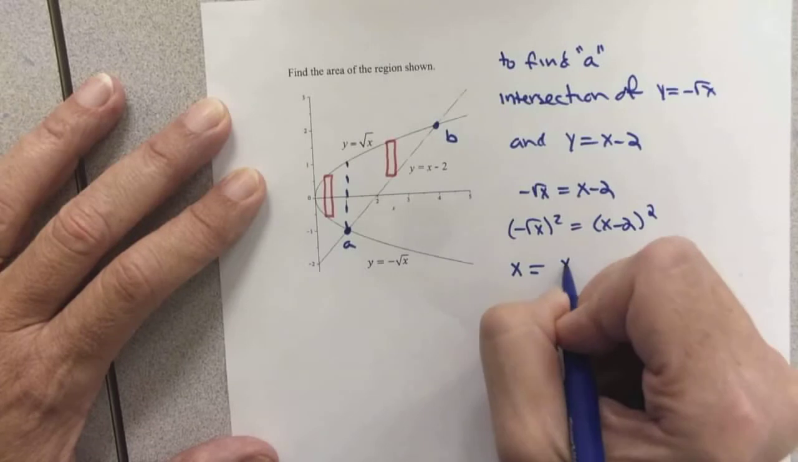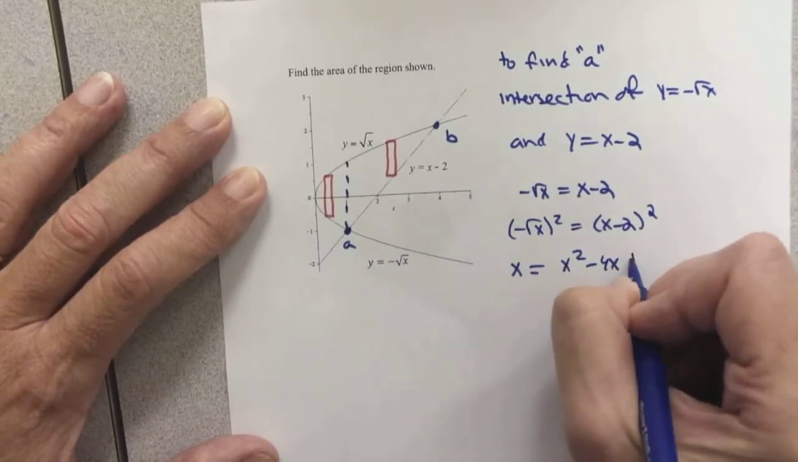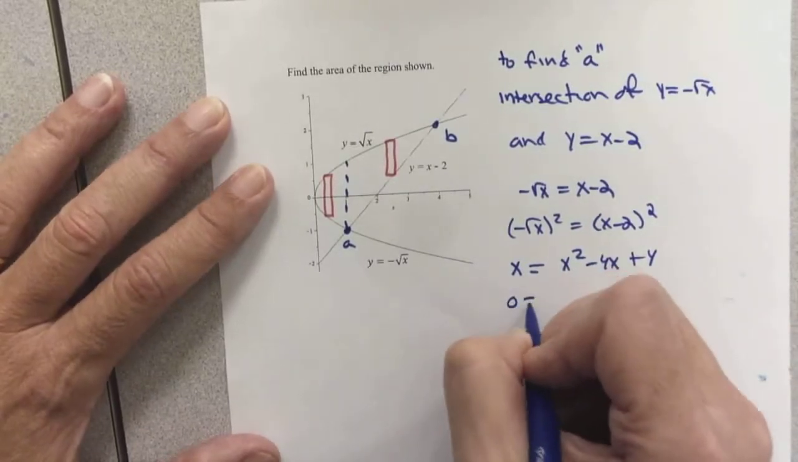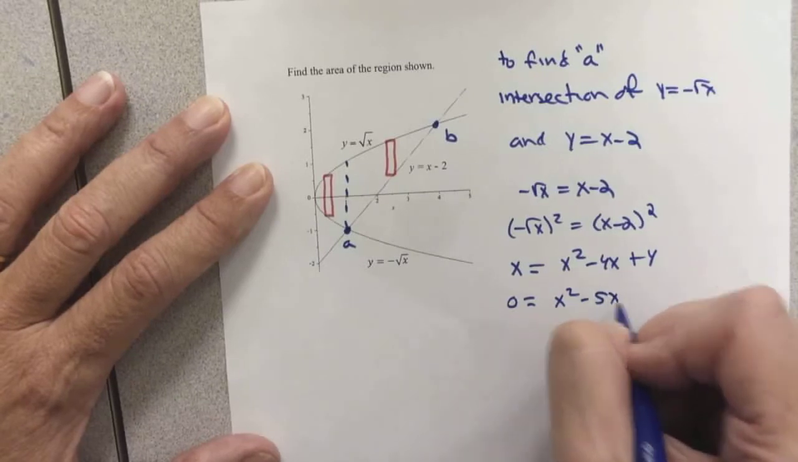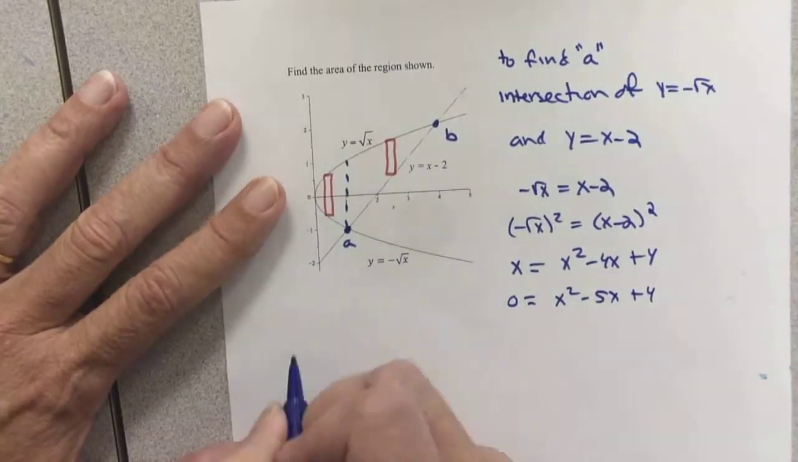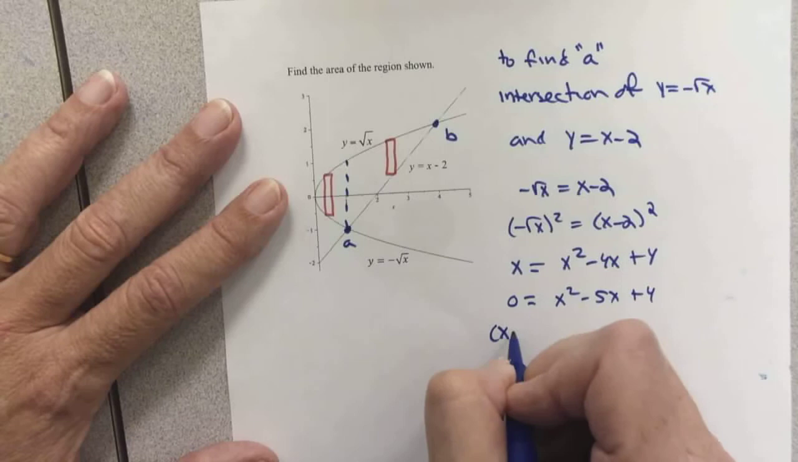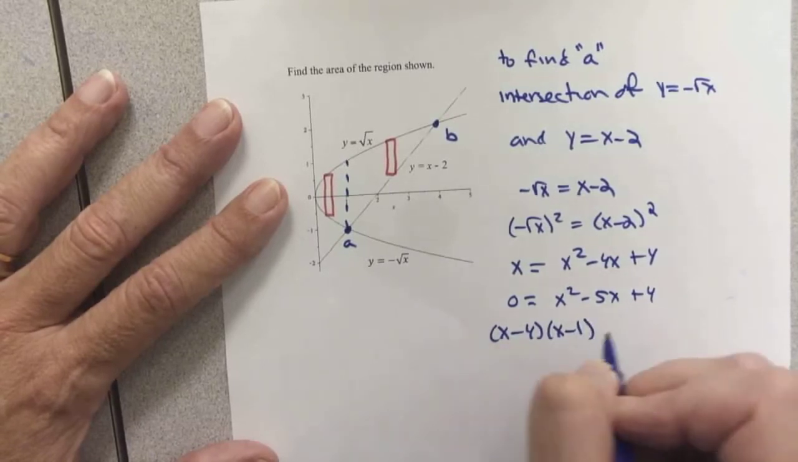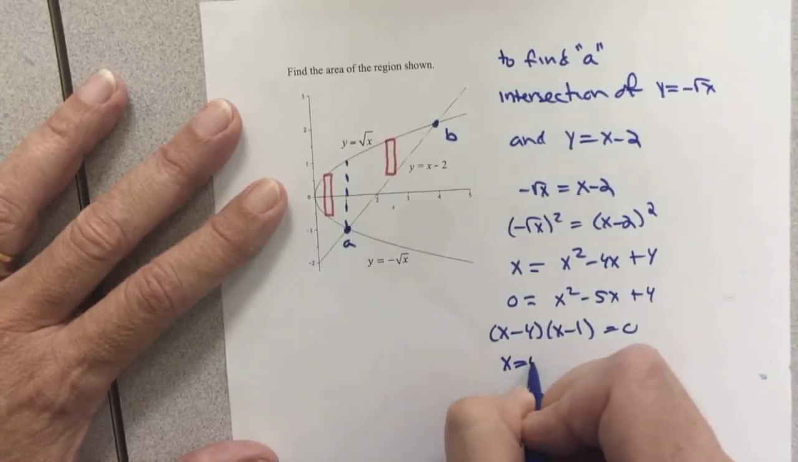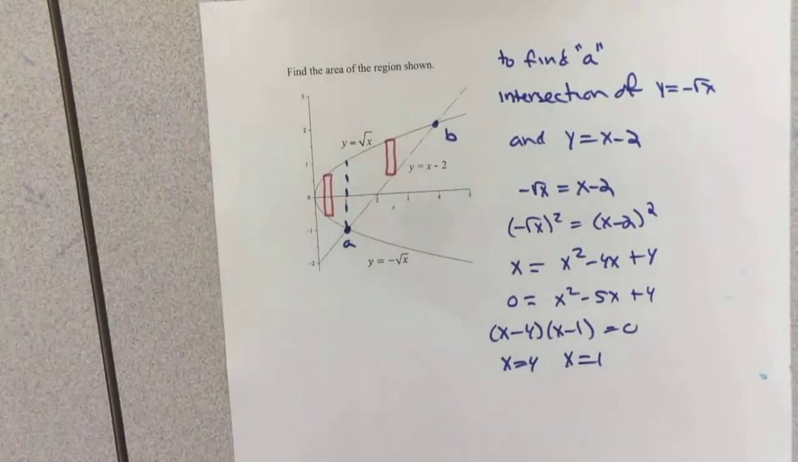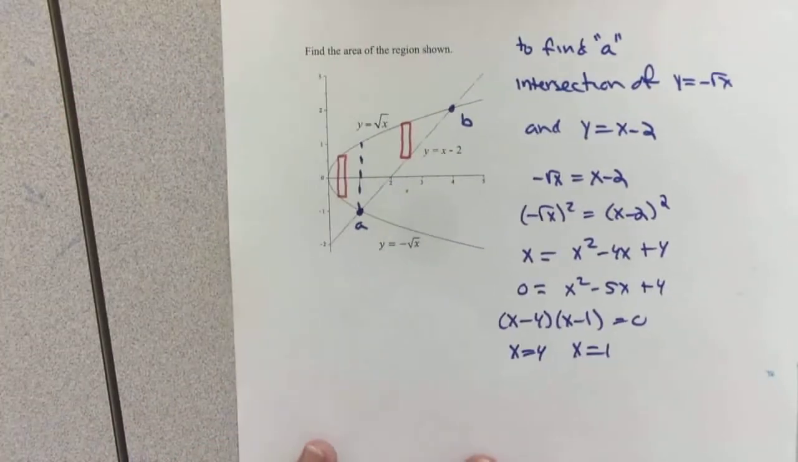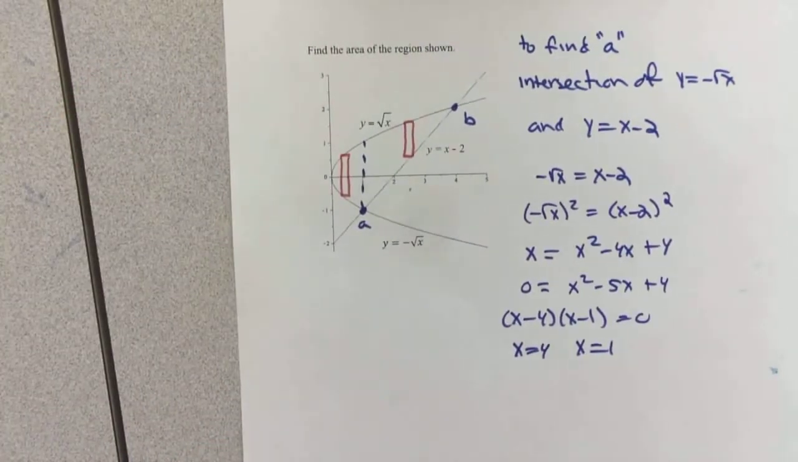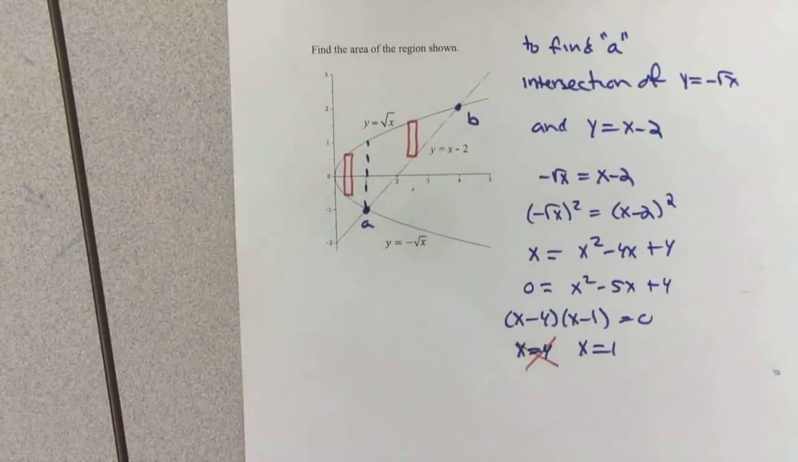And so that's going to be x equals x squared minus 4x plus 4. 0 equals x squared minus 5x plus 4. And that factors to x minus 4, x minus 1. So we get x equals 4, x equals 1. Now go look at your graph because we got two answers. So now go look at your graph and pick the one that's appropriate. The one that's appropriate is x equals 1.